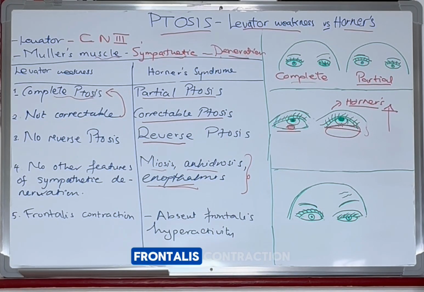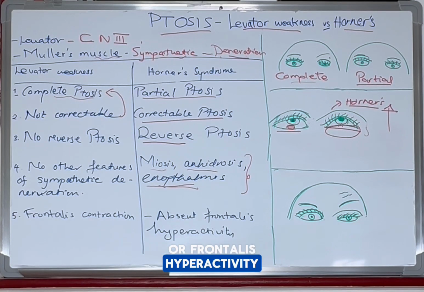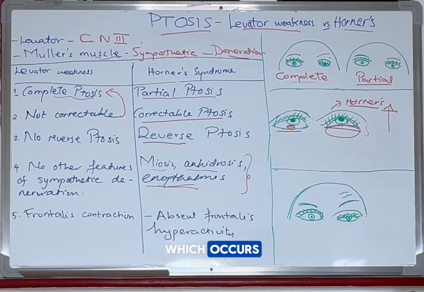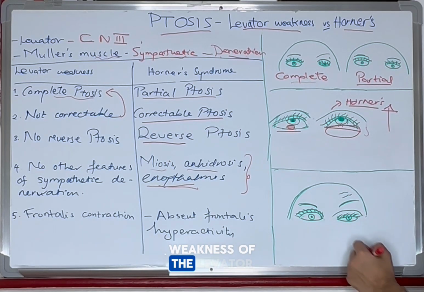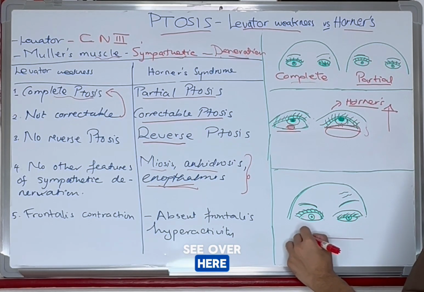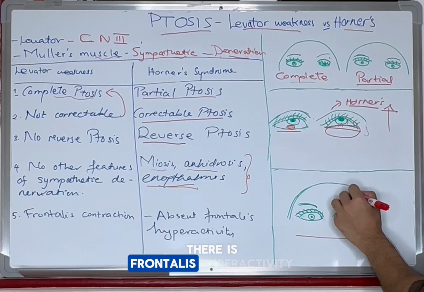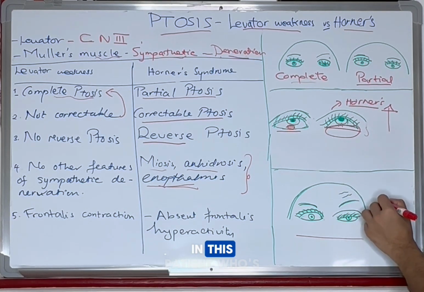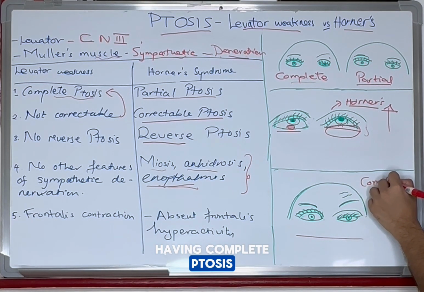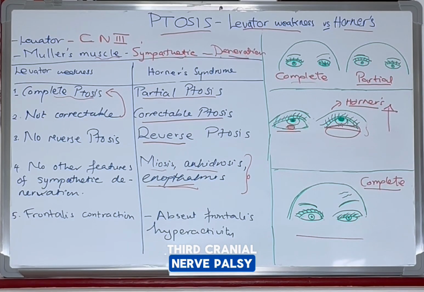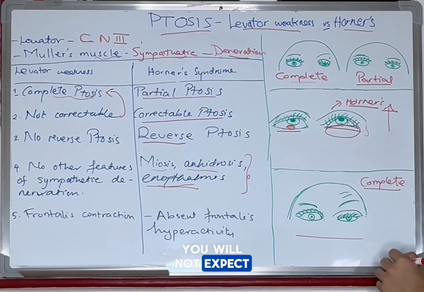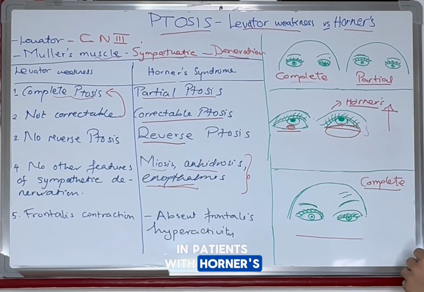The fifth one is frontalis contraction or frontalis hyperactivity. This is a compensatory mechanism which occurs due to obscuration of vision in complete ptosis, and therefore you will expect this in patients who have weakness of the levator. So if you can see over here, there is frontalis hyperactivity in this patient who has complete ptosis, let's say due to a third cranial nerve palsy. You will not expect to find this in patients with Horner's syndrome.